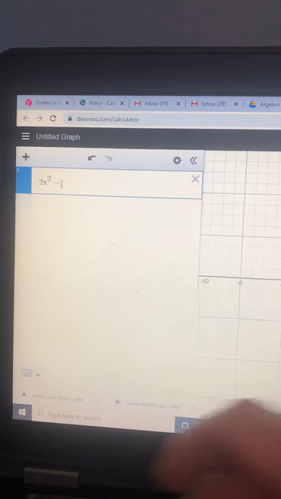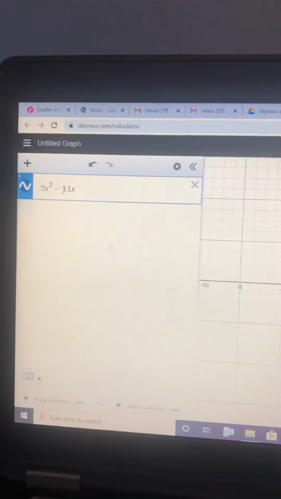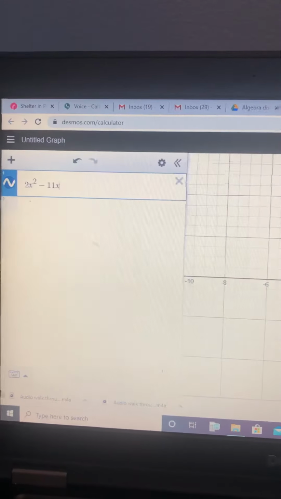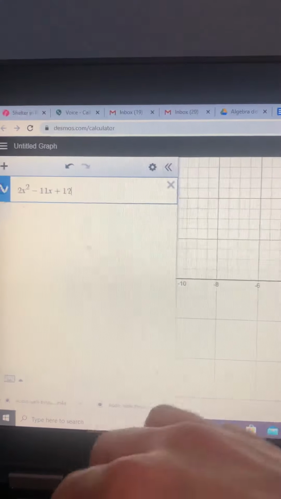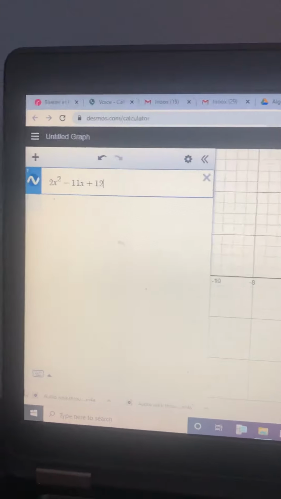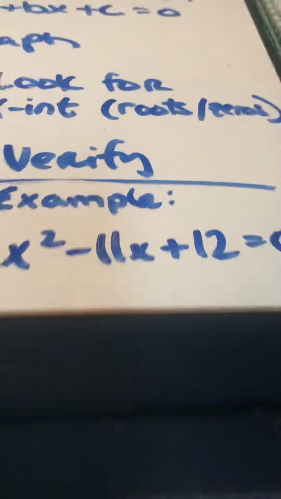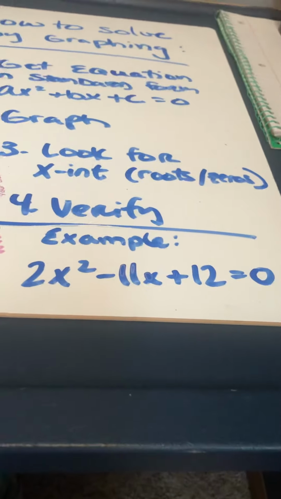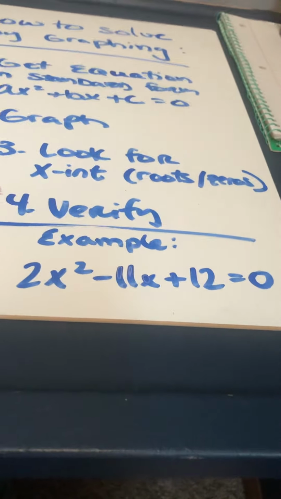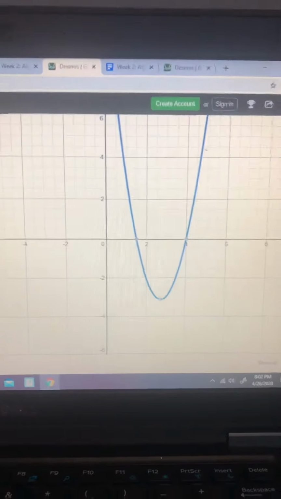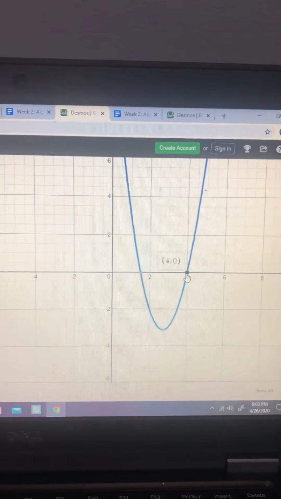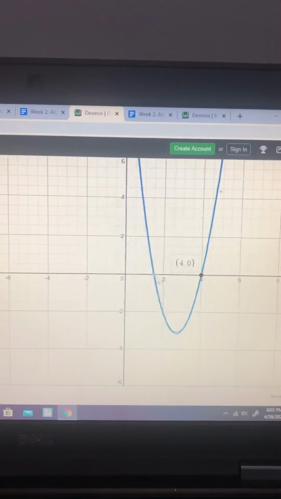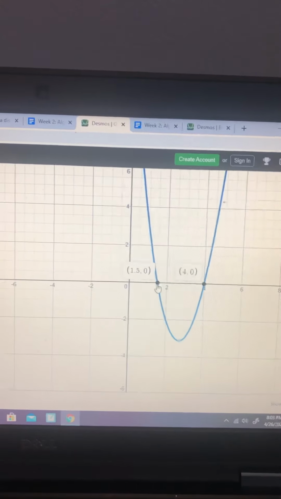Next was minus 11x, so I'll type in that. And finally was plus 12. So I will grab plus and then 12. And what I have now is this parabola, 2x squared minus 11x plus 12. Now, I'm not typing in the equals 0. The equals 0 is going to be found by looking when this parabola has a height of 0, or for its x-intercepts.